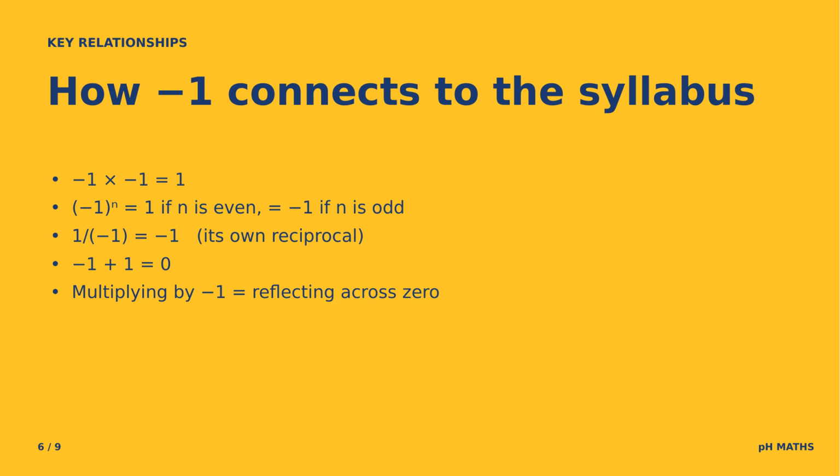Key relationships. -1 times -1 equals +1. -1 to the n equals +1 if n is even, and -1 if n is odd. 1 divided by -1 equals -1. -1 is its own reciprocal. -1 plus 1 equals 0. And multiplying by -1 is the same as reflecting across 0 on a number line. Five identities. They're the bedrock of negative number handling.